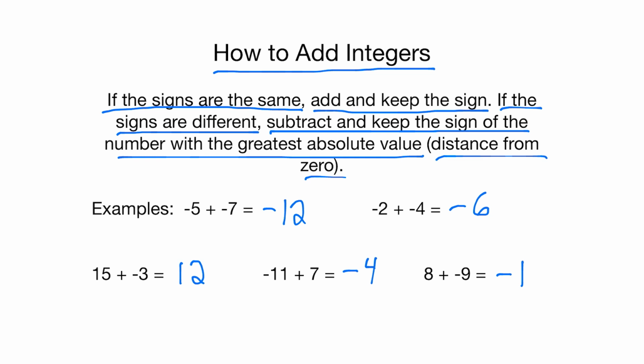So remember, if the signs are the same and we're adding, you're going to add and keep the sign. If the signs are different when we're adding, subtract the smaller absolute value number from the greater absolute value number and keep the sign of the number that has the greatest absolute value or the greatest magnitude, which means the distance from 0.